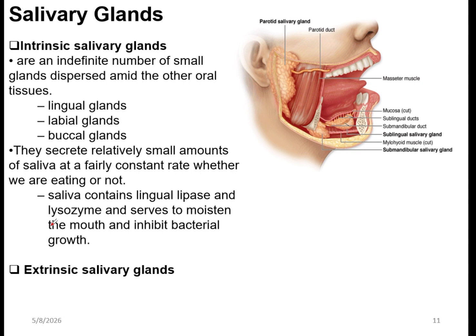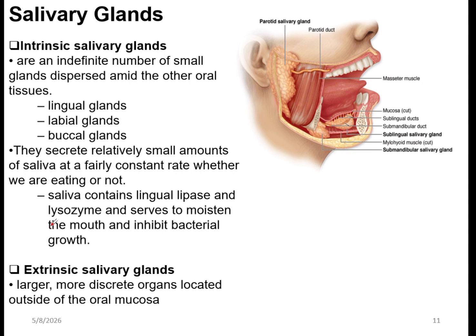Next, we talk about the extrinsic salivary glands. The extrinsic salivary glands are generally larger, more discrete organs located outside of the oral mucosa, and they communicate with the oral cavity by way of ducts.